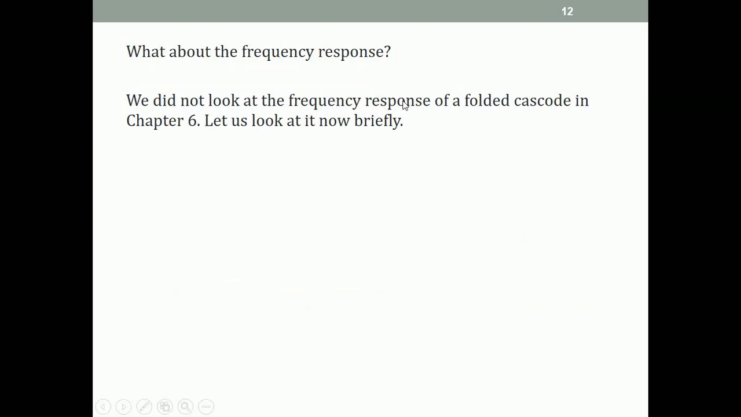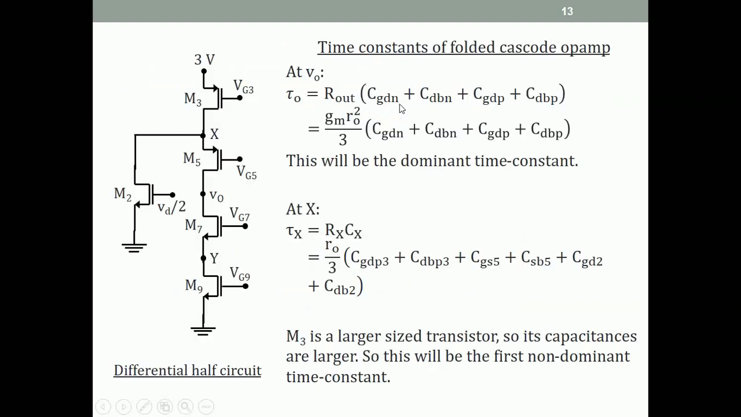Maybe frequency response is too exalted a term. What we'll look at is simply the time constants associated with the nodes for the folded cascode circuit. So I'm just finding the time constants for the half circuit of the folded cascode configuration. This is when the input applied is a differential input, so that we can draw the half circuit. What are the time constants of the various nodes?